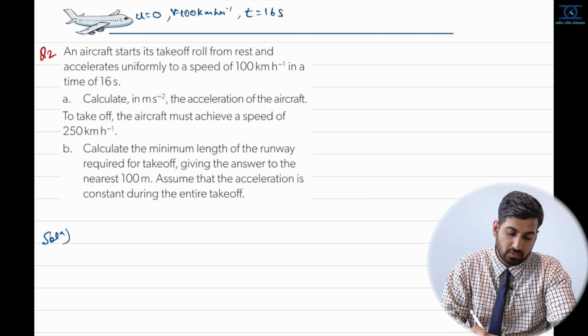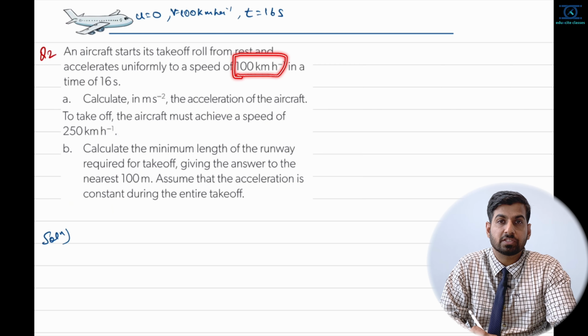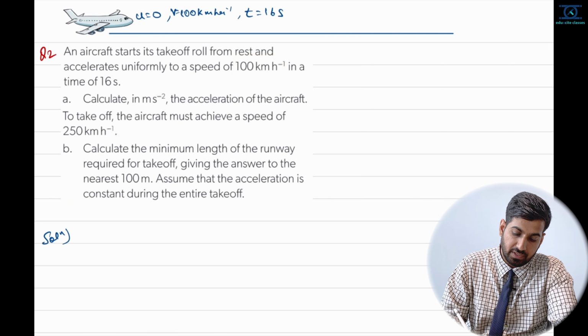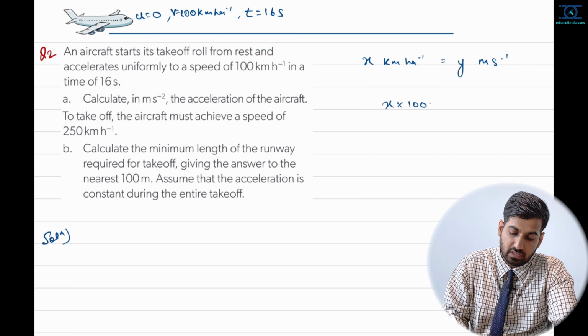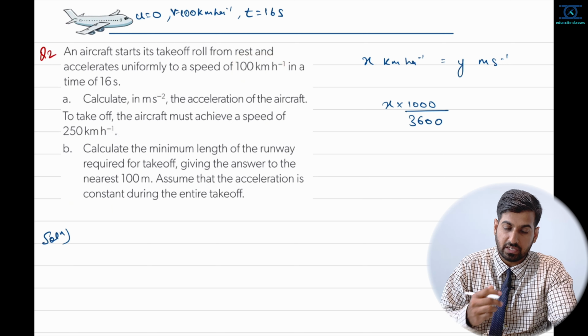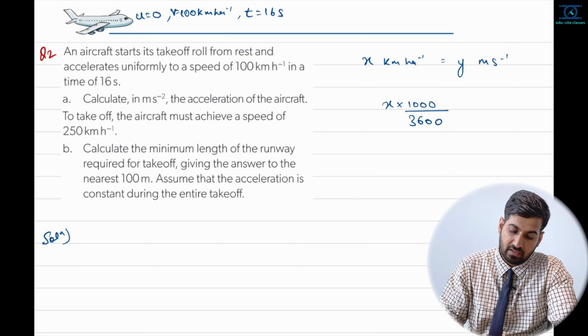So the first and foremost thing is that this speed has to be converted into meter per second. How do we convert any speed, let us say x kilometer per hour, to let us say y meter per second? Simply, to convert we can say x times 1000, and per hour the conversion into seconds will be 3600. So this will give you x times 5 by 18, which will be your y.